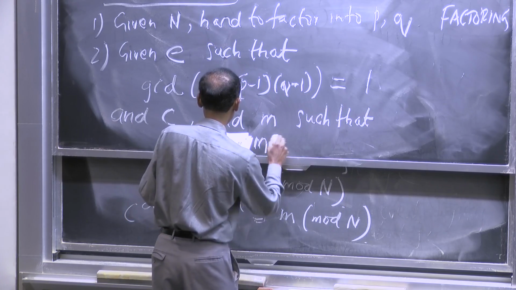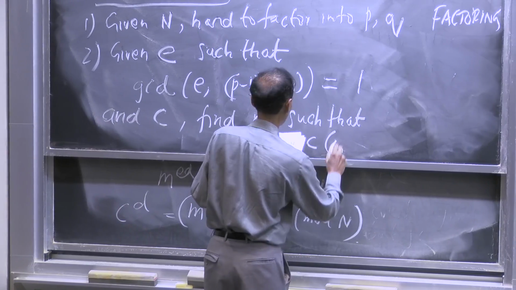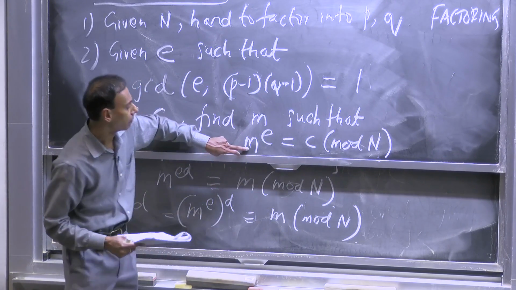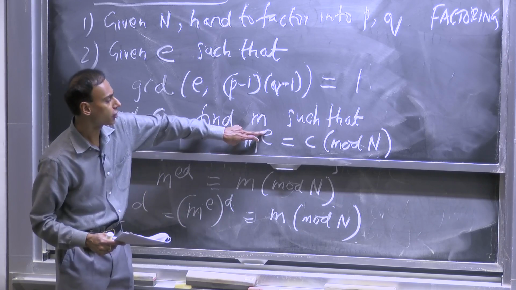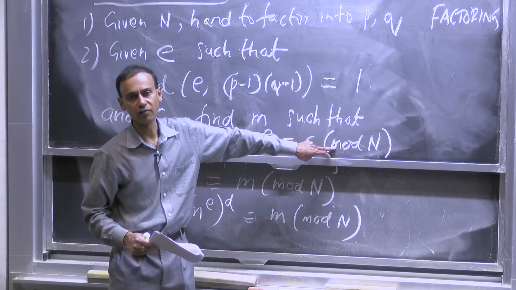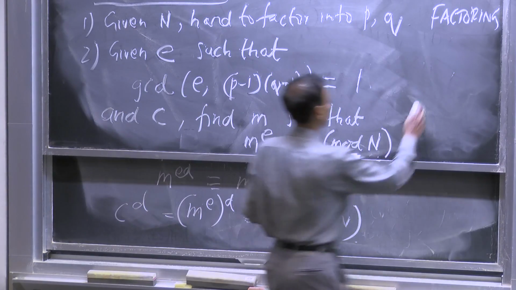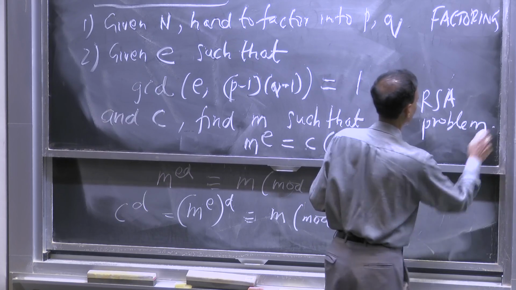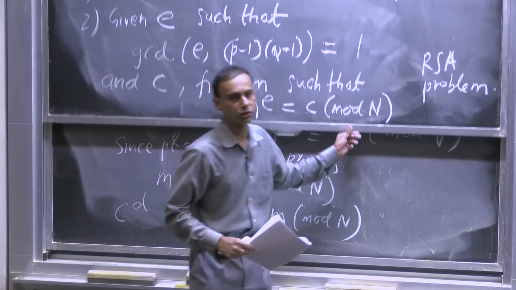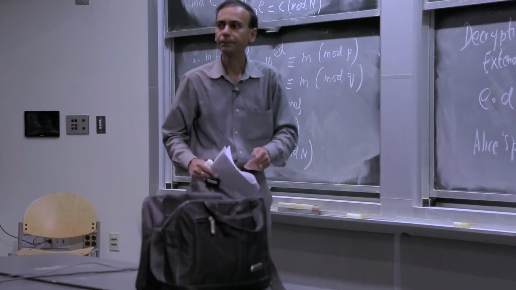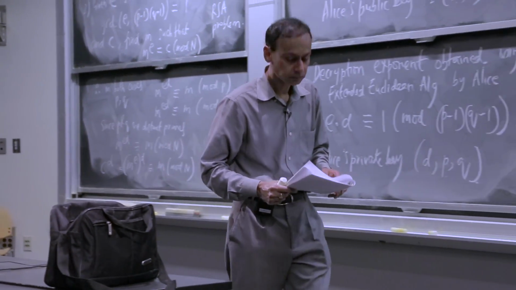M raised to E is C mod N. So you're searching for an M. So you're trying to discover an M that you can exponentiate to get what you have on the right-hand side, because clearly you can compute what's on the right-hand side, right? So this is simply called the RSA problem. So those are the two computational assumptions that you need to make in order for RSA to be secure. All right? Cool. Any questions?